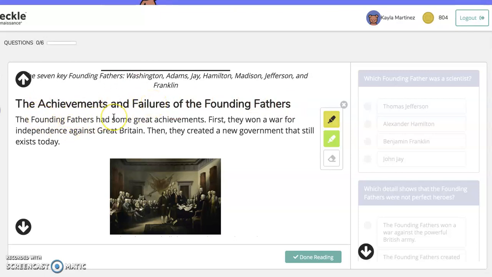The Founding Fathers had some great achievements. First, they won a war for independence against Great Britain. So this was something they achieved. They won a war so that they could be independent against Great Britain, which we know as England today. Then they created a new government that still exists today. So they also were able to create a new government. See how I'm highlighting these big important parts here?